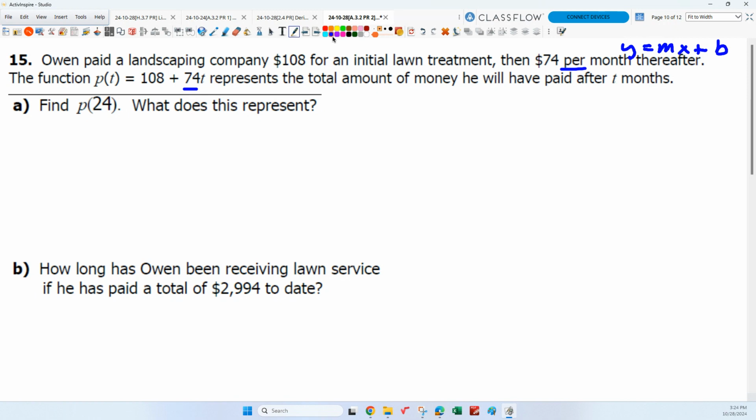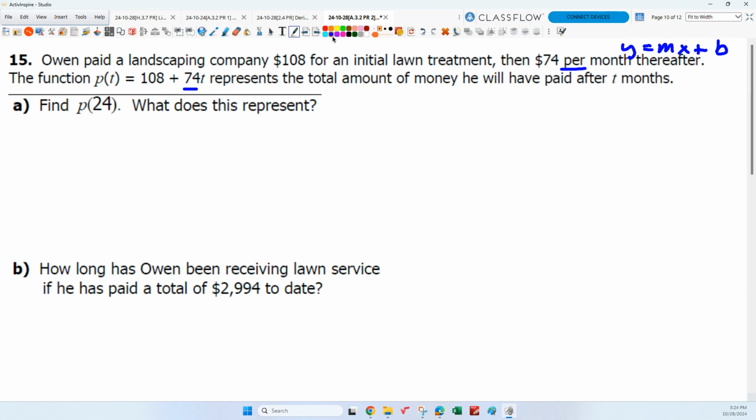What about the $108 for the initial lawn treatment? That's the b. That's the start value, isn't it? When we model a situation with a linear equation, isn't the b always the initial or the start value? Sometimes we call it fixed cost, or you've heard all those words, but usually it's start value. We pay that one time with our initial lawn treatment. That's it, one-time fee. And then after that, we're paying $74 per month. That's my rate. So this kind of makes sense, doesn't it?